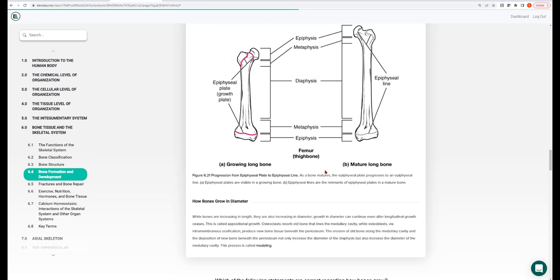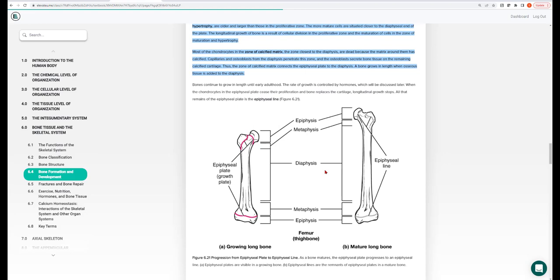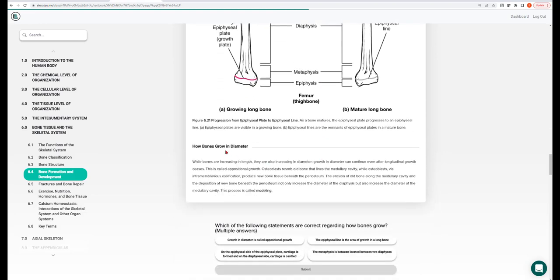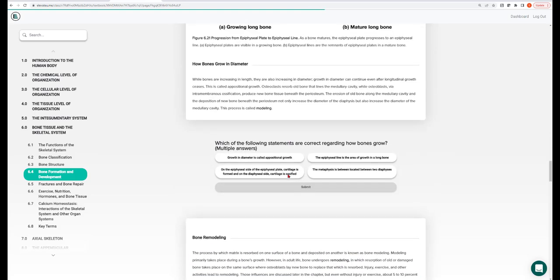So bones grow in length, right? And they grow in length through this elongation process at the growth plate. Bones also grow bigger in diameter. This is no surprise to you, right? A two-year-old's bones are not as big around as an adult bone. This sort of bone change as they are getting bigger in diameter is called appositional growth. So that's a term you need to know, right? Appositional growth. Appositional growth is growing in diameter.